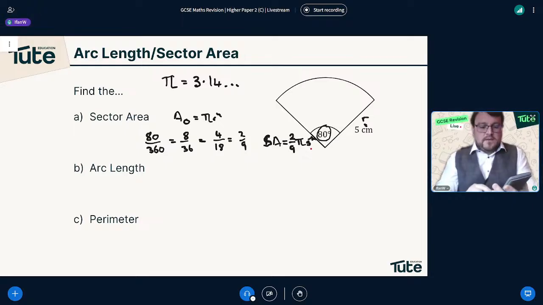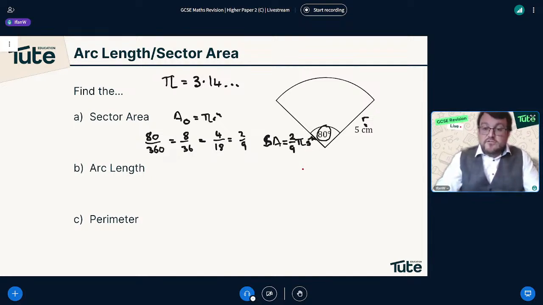2/9. And it gives me 50 over 9 pi. Press the SD button, I get 17.45, rounded to 2 decimal places. I would round centimeters to either 1 or 2 decimal places, okay? Meters to 2 decimal places, definitely. Millimeters to 1 decimal place. And since it's area, we need centimeters squared.